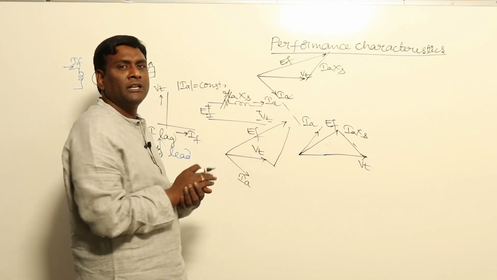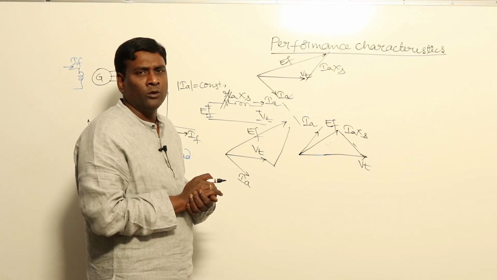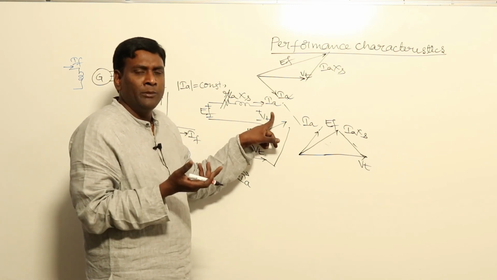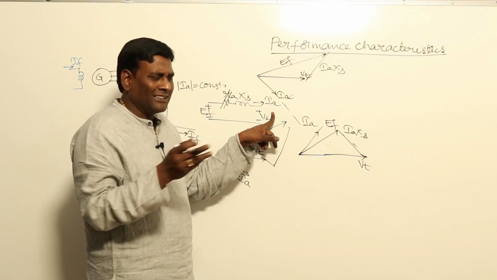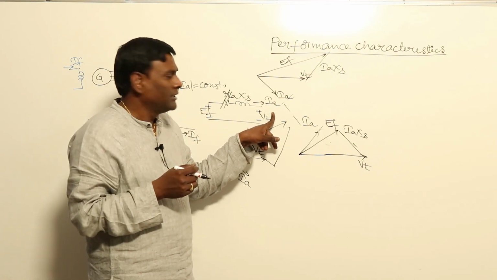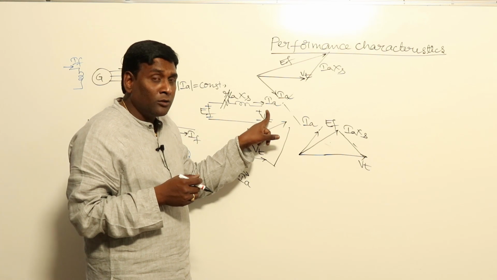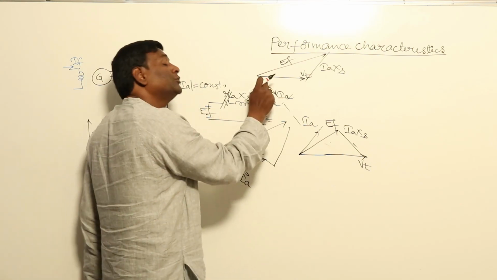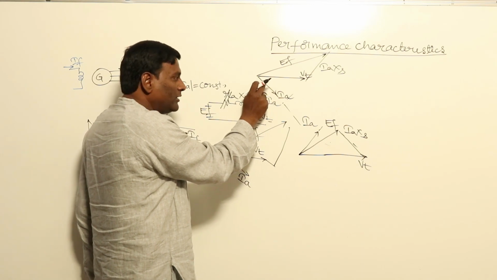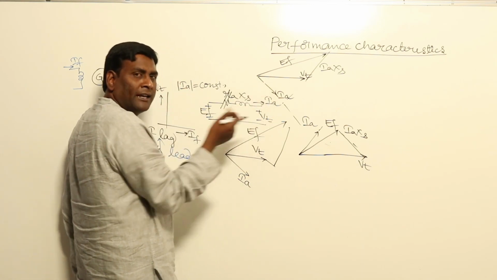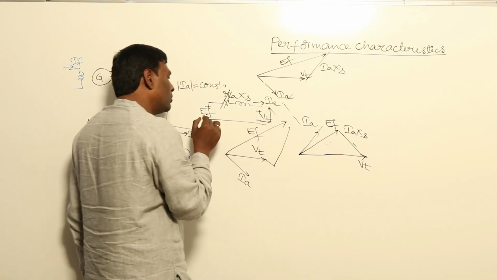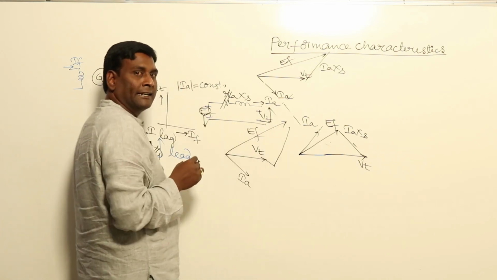For example, in a transmission line we have the Ferranti effect. What is the Ferranti effect? The dielectric effects are more compared to inductive effects when the transmission line is lightly loaded. When dielectric effects are more, the receiving end voltage magnitude is more compared to the sending end voltage. Here also, at leading power factor, the dielectric effects are dominating. Under that condition, Vt will be more and Ef will be less at leading.